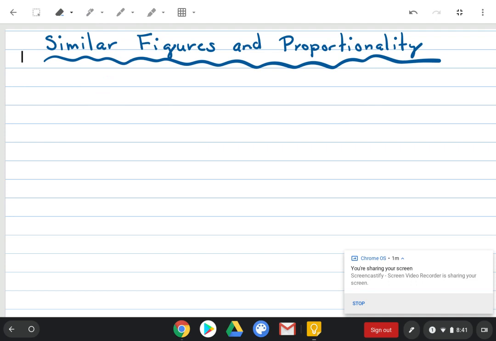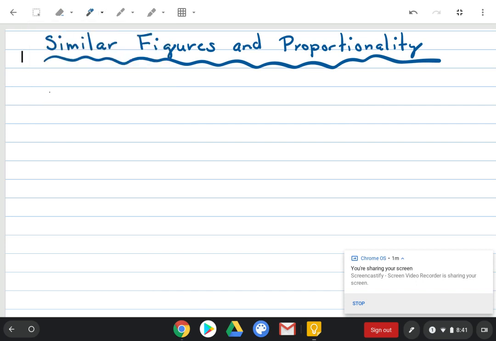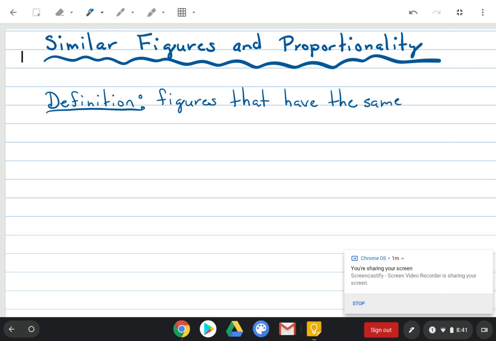So our definition is figures that have the same shape but different sizes.